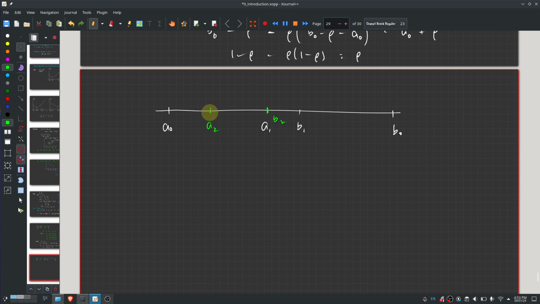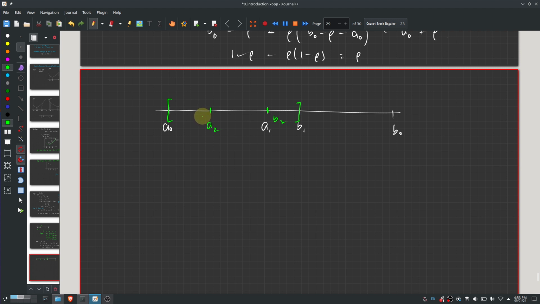Okay, so suppose I now do this. My original search space was from a0 to b0. At the end of the first iteration, I reduced the search space to a0 to b1. I found 2 new points, a2 and b2, where b2 turned out to be a1. Now, suppose that the minimum did not lie in this interval from a2 to a1.